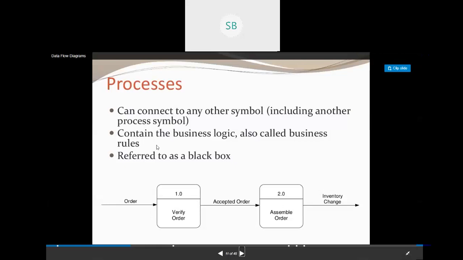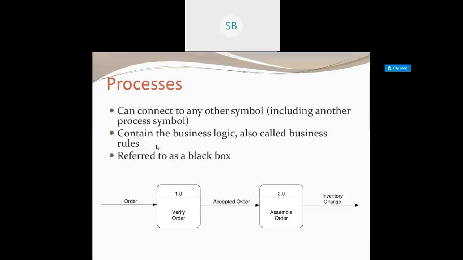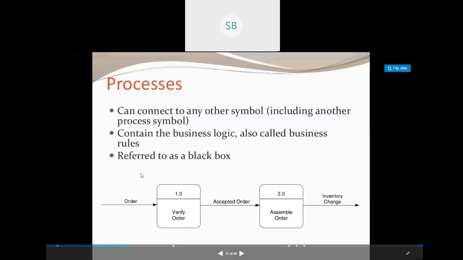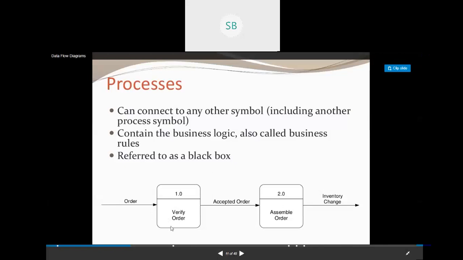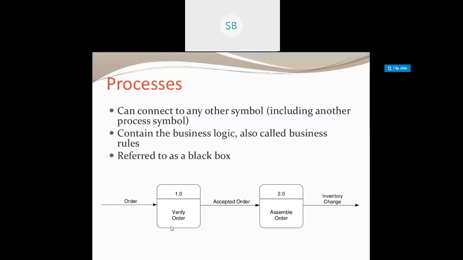So basically, what does this process contain? The business logic, also called the business rules, also referred to as the black box, because we only know the name of the process, which is a verb, but we don't know what is going on inside. That is why it is called the black box. Black box means we know this is a process name, verify order, but what is happening inside, we are not aware of. That is why it is known as black box.